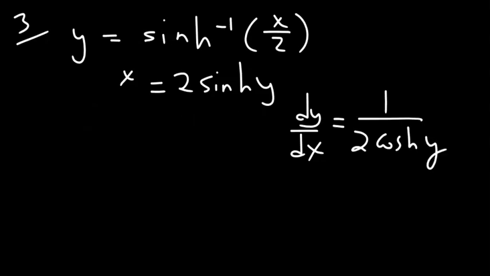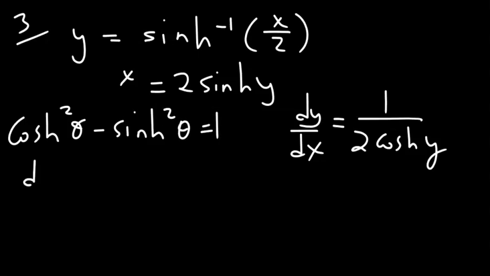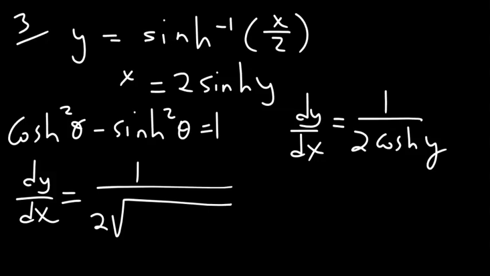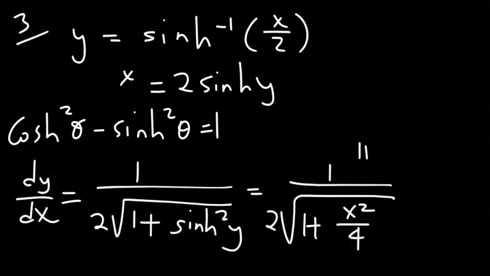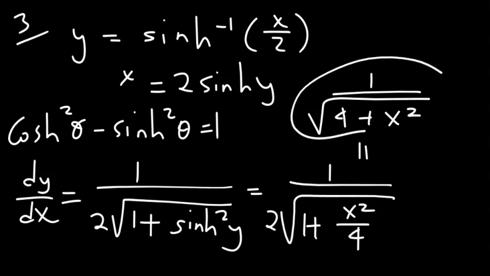Again, using the identity hyperbolic cosine squared minus hyperbolic sine squared equals 1, we see that dy/dx is 1 over 2 square root of 1 plus the square of hyperbolic sine of y. Since we can express hyperbolic sine of y in terms of x, using that expression you get 1 plus x squared over 4, which can be simplified into 1 over the square root of 4 plus x squared. And that's the final answer.